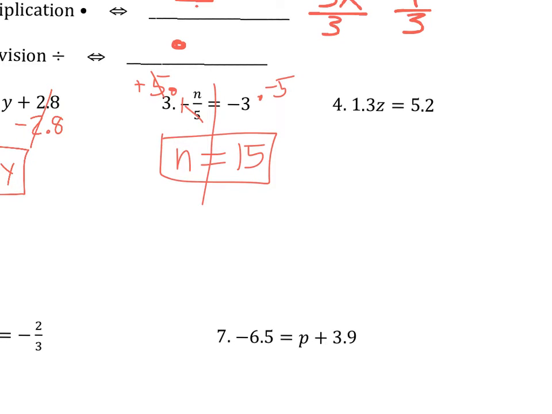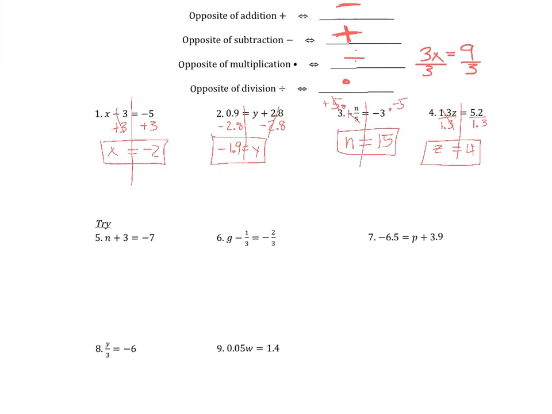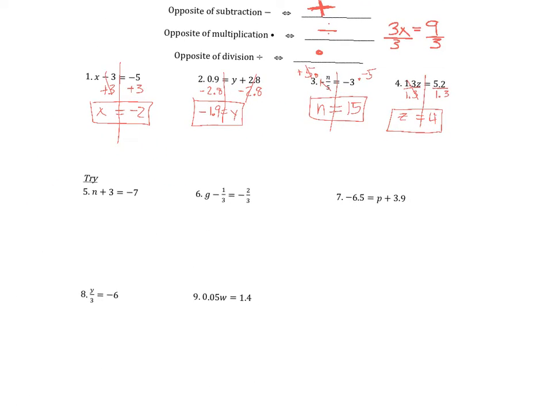Last but not least, number 4. As I reminded you up above, a number sitting right beside a variable, like 1.3z, is multiplication. So my opposite operation to get z by itself would be divide by 1.3, divide by 1.3, and I'm left with z equals 5.2 divided by 1.3, that's 4. So that's that. Go ahead and pause the video, try 5 through 9 on your own, and then start the video back up when you're ready to see me solve them.